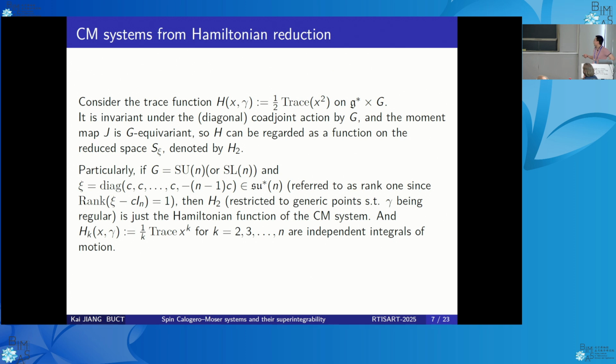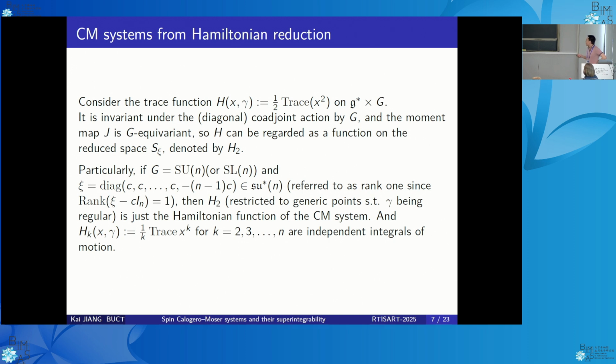So that means that in the classic way, from the Hamiltonian reduction, they are all the Calogero-Moser system, and we know that the Calogero-Moser system is integrable, Liouville integrable. We need to find n first integrals of motion. In fact, from the Hamiltonian reduction viewpoint, it is quite easy because the trace function is always invariant. So the trace of power 2, 3, 4, 5 up to n can give n minus 1 independent integrals of motion. This is a classic result.